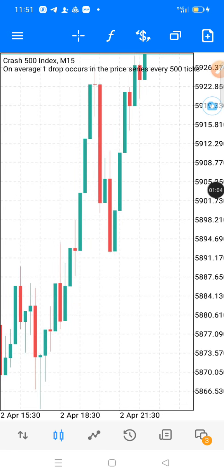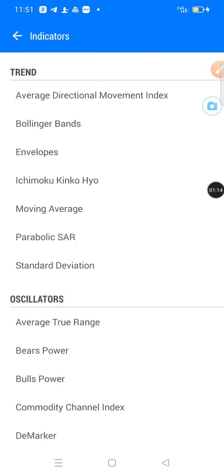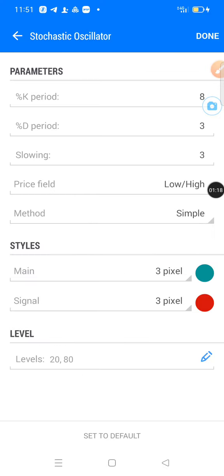I'm going to be adding the indicator that you need for this. The indicator is no other indicator than the stochastic oscillator indicator. So I'm going to be adding this stoch right now on my chart. So that's the stochastic oscillator. Let's look at it very well. Look at it closely, and you'll see the settings that I have here.